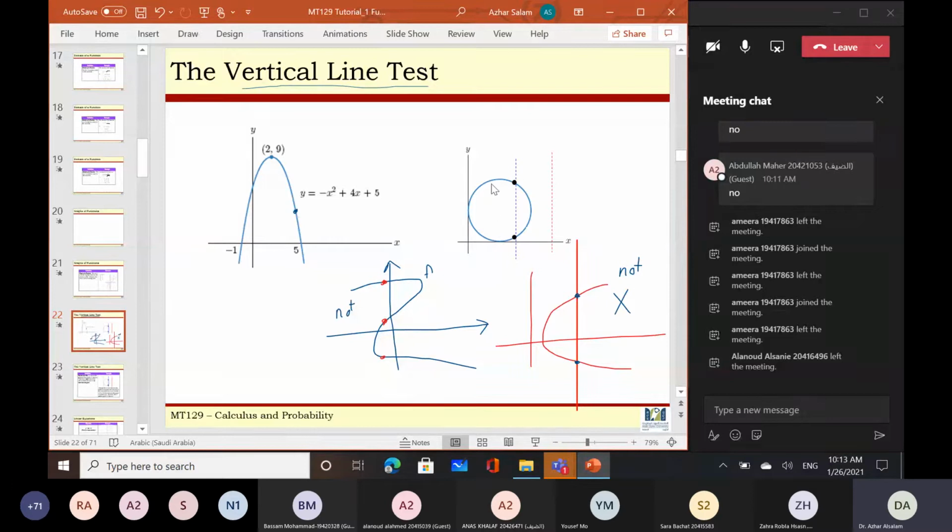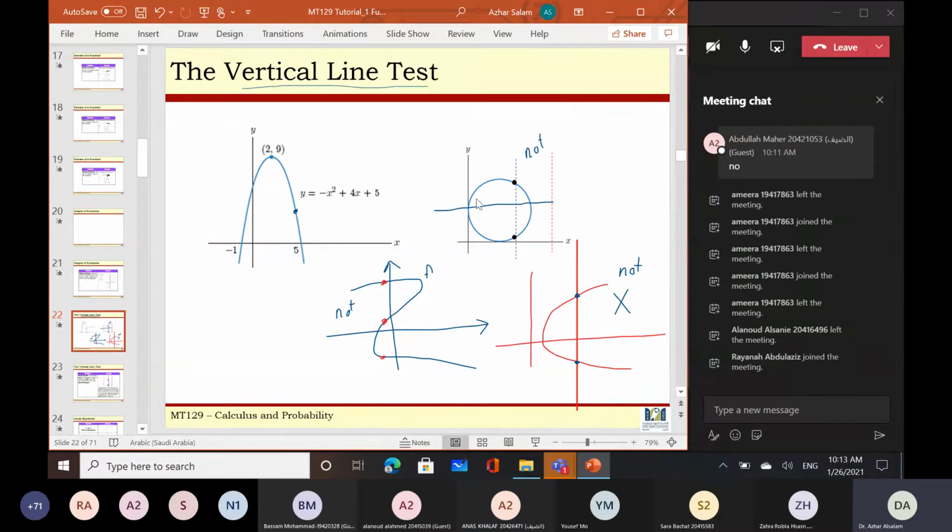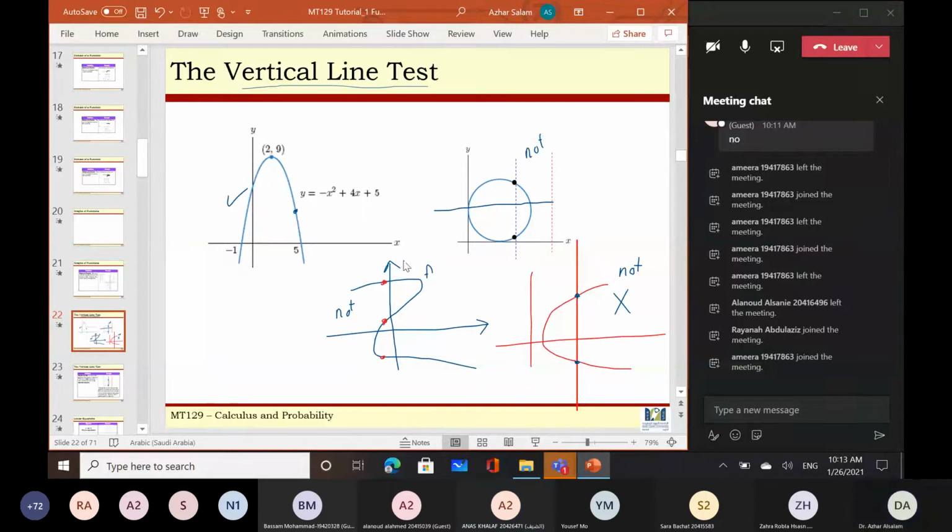A whole circle is also not a function. But if I have only half of a circle, the upper or the lower part, it will be a function. But the whole circle is not a function. But this is a function. This is for the graph of a function.